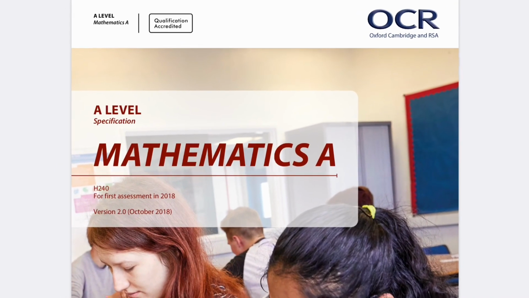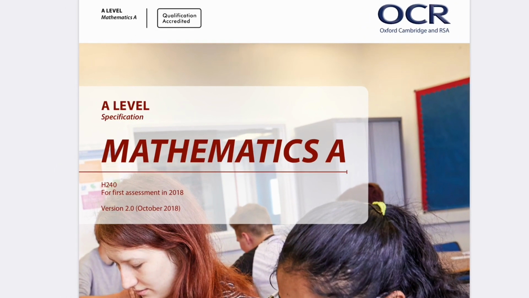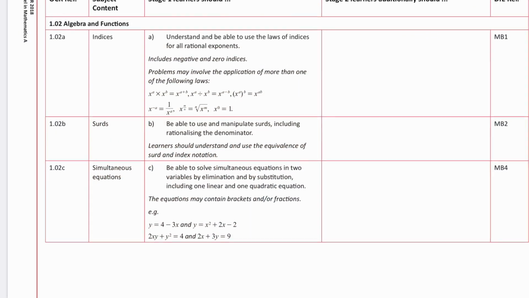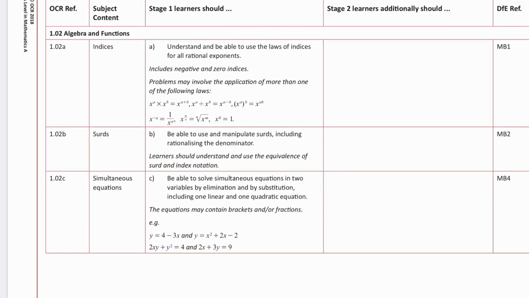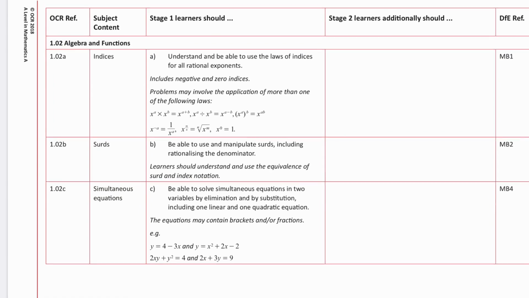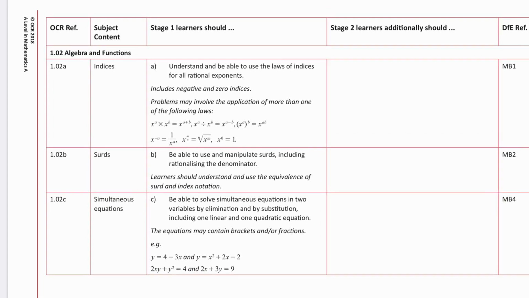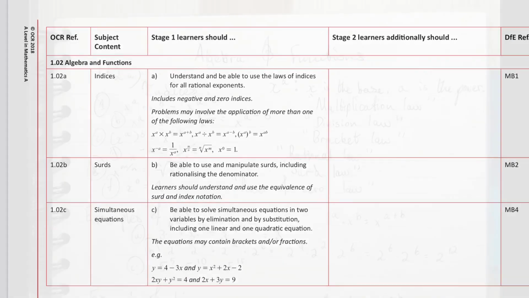A-level specification, Mathematics A for OCR. So today we're starting 1.02, Algebra and Functions. We're going to be going through indices today and all their different rules.